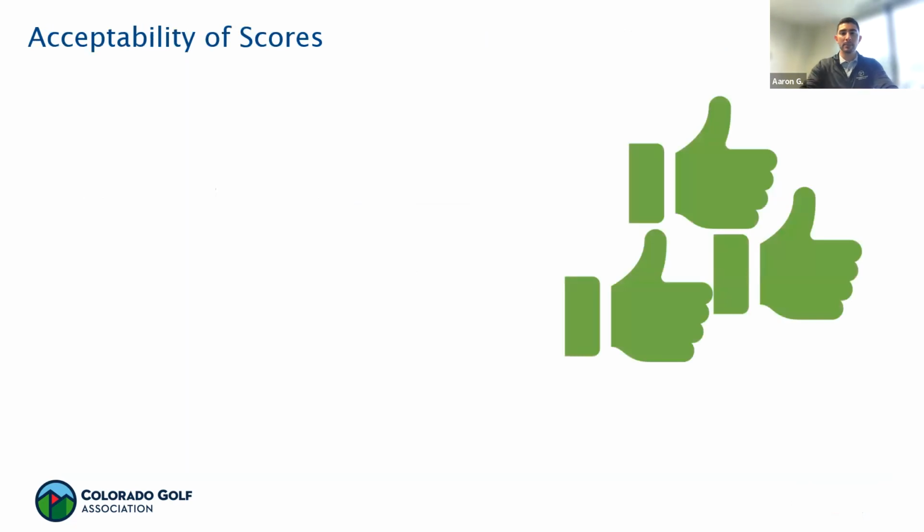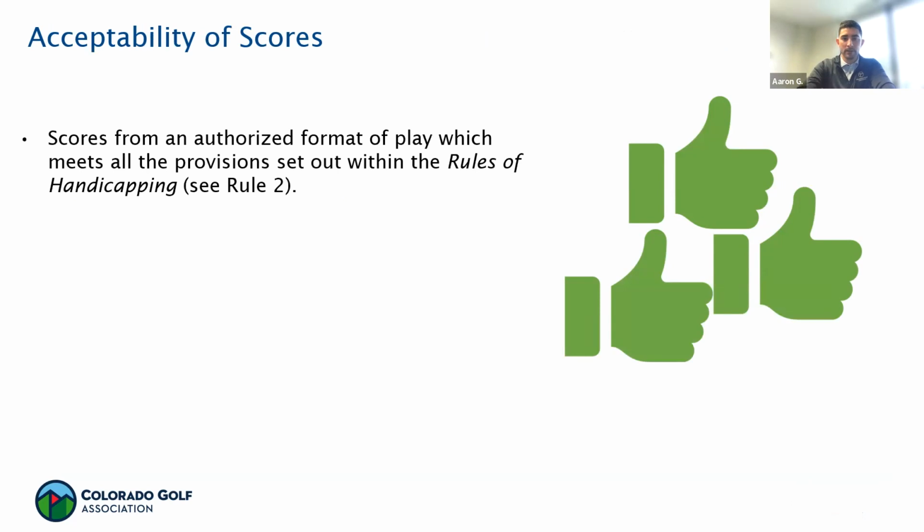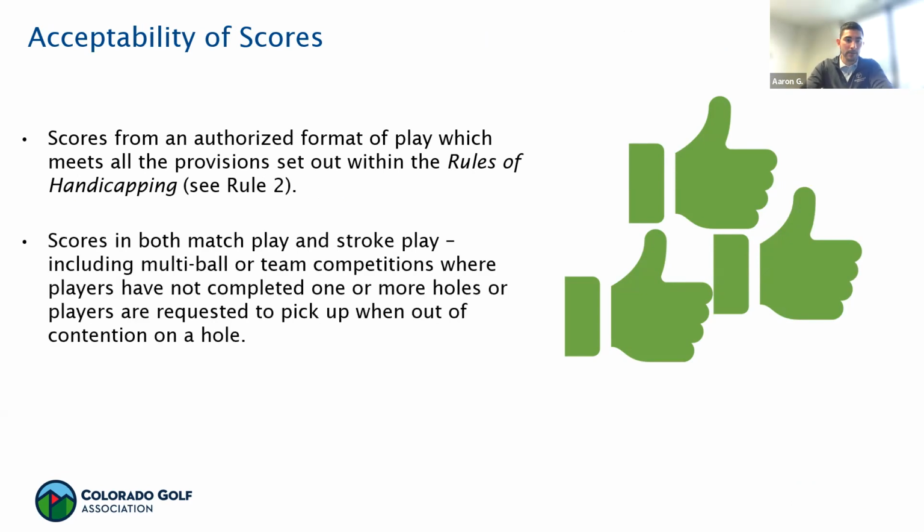Okay, the acceptability of scores. A score is acceptable from any authorized format of play which meets the provisions set within the Rules of Handicapping. Okay, Chapman, scramble, or Chapman alternate, or no, not alternate shot. 4-ball match, 4-ball stroke, things like that. Scores in both match play and stroke play, like I just mentioned, even when one or more holes have not been completed.